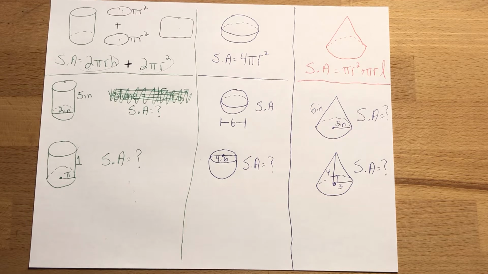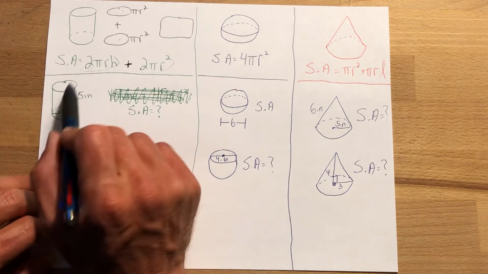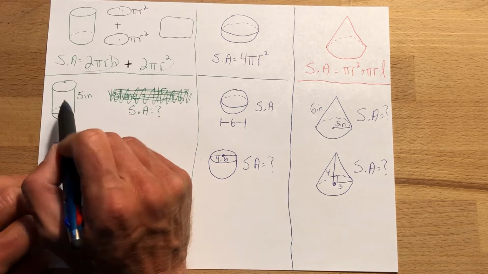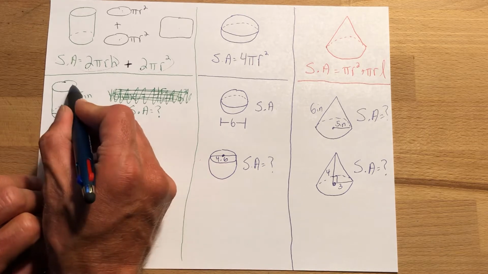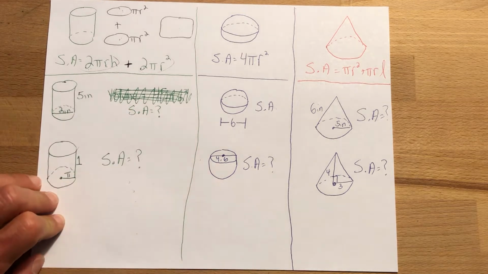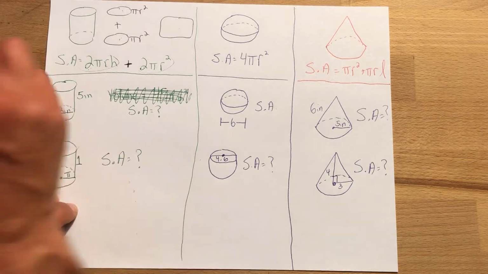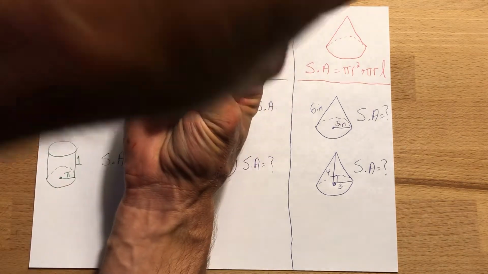We're going to do a couple example questions on each one. Very first one we're going to do is, let's say we have a diameter of 2 inches. The height of the cylinder is 5 inches. And they want to know the surface area.